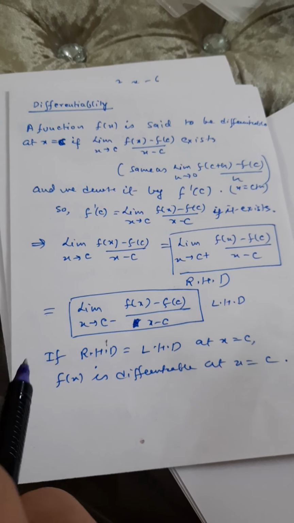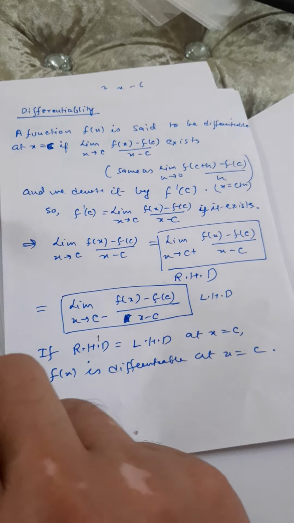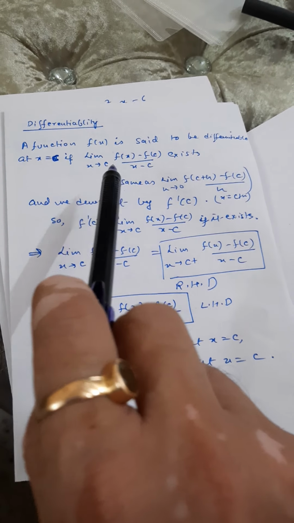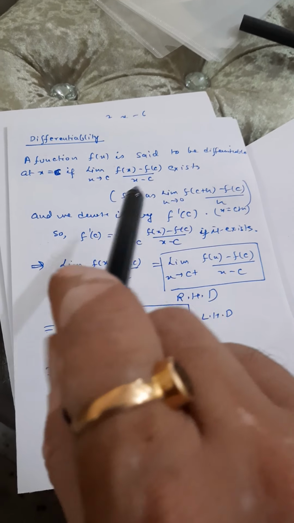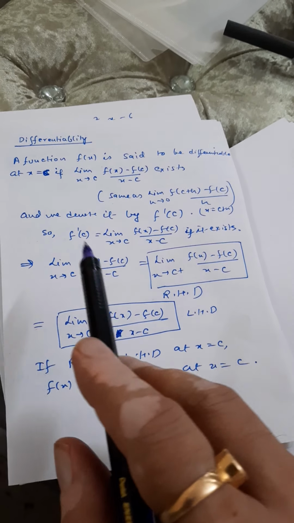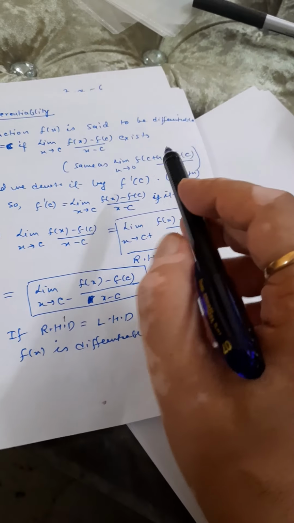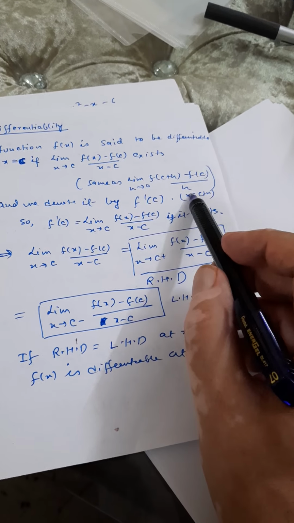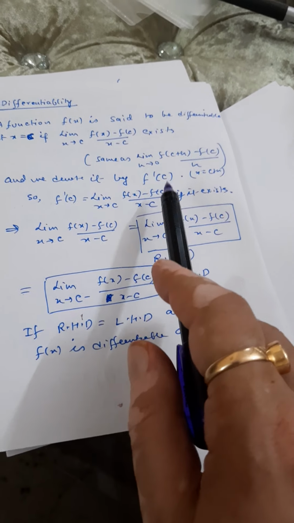Now, today's class, I told you a function f(x) is said to be differentiable at x equals c if limit x tends to c of (f(x) minus f(c)) upon (x minus c) exists. This is the same thing as when you put x as c plus h, you have limit h tends to 0 of (f(c plus h) minus f(c)) upon h, and we denote it by f dash c.